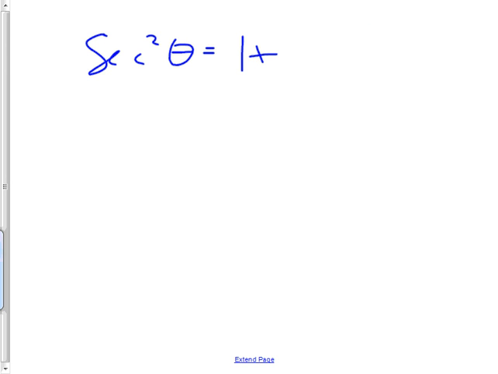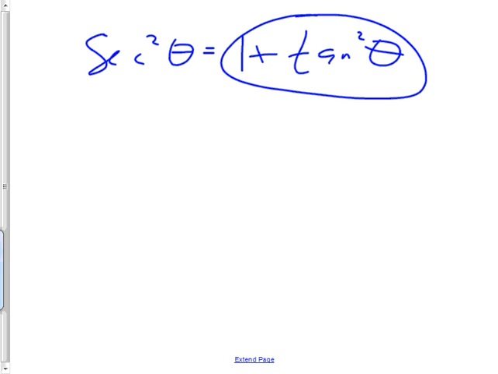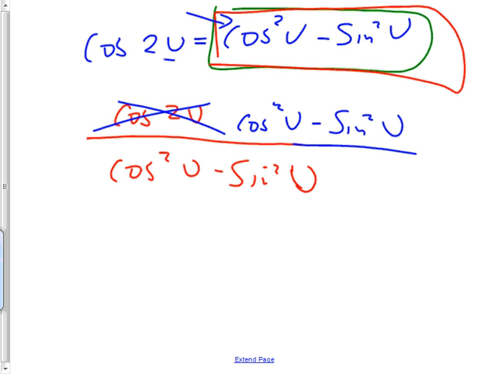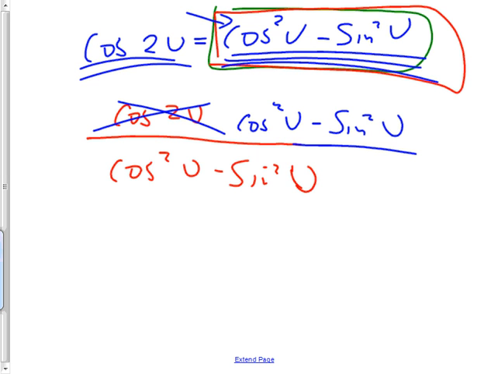In Florida, it's the one with the tan. That's what we seek. Anyway, my point is that if you see a secant, you could replace it with this. And if you see a cosine of 2u, you can replace it with this. That will be given to you on the test.